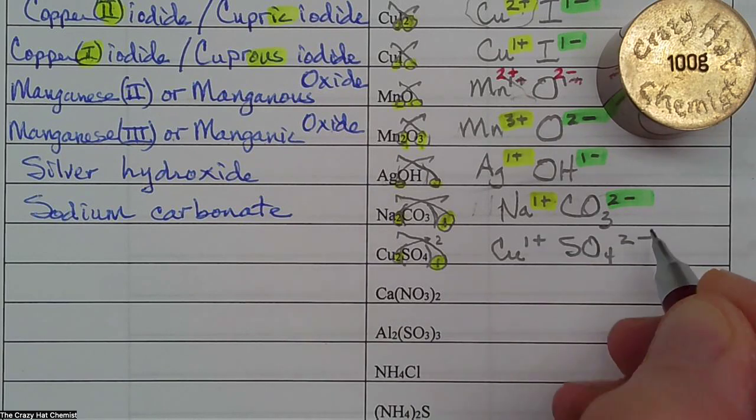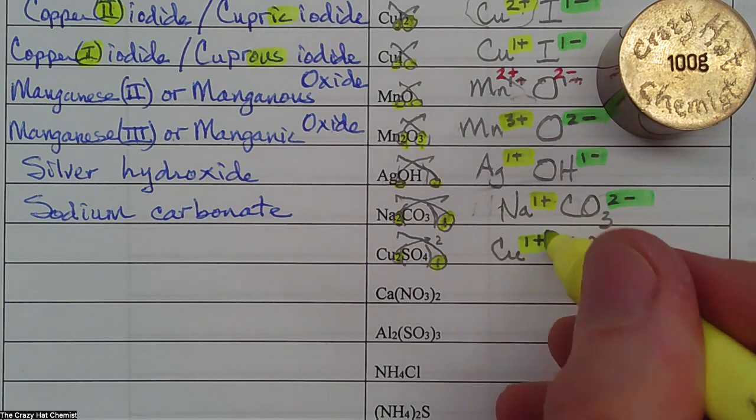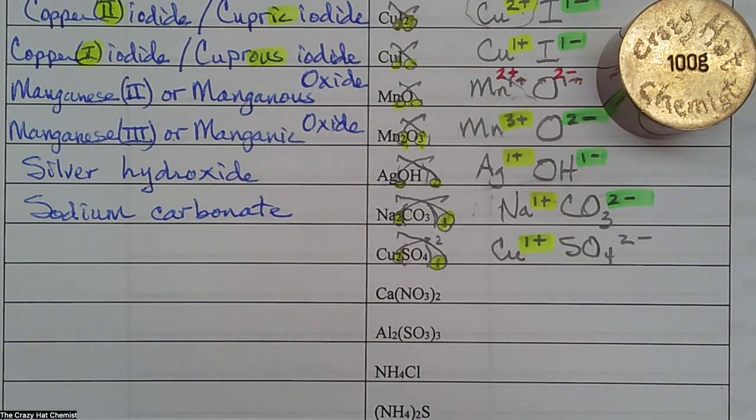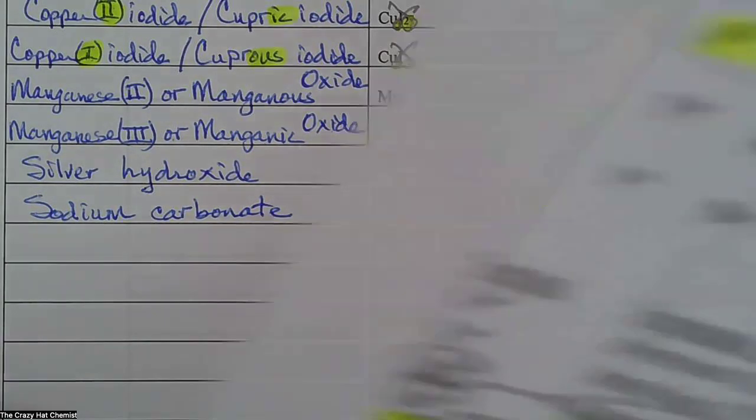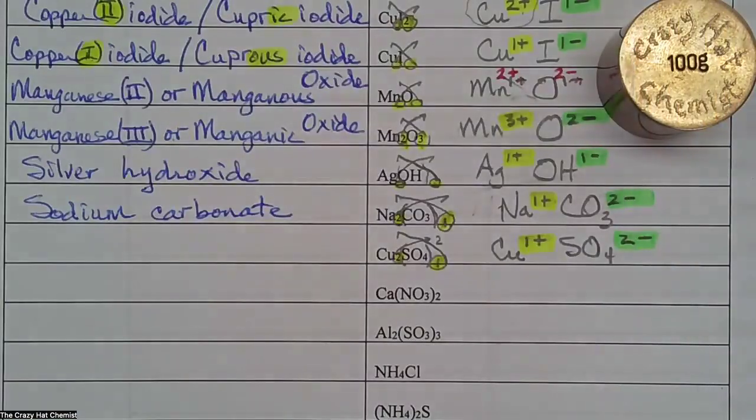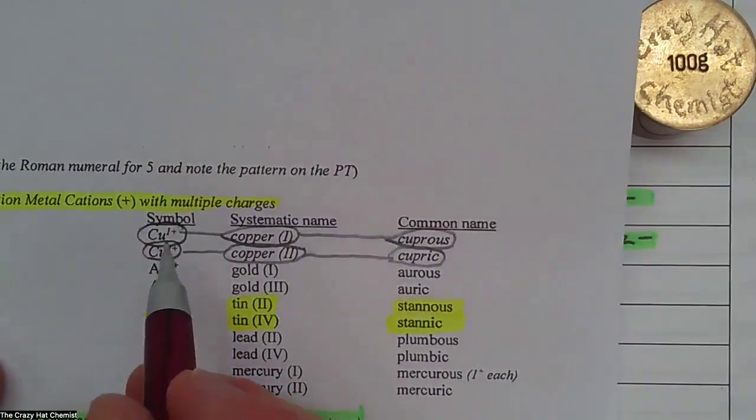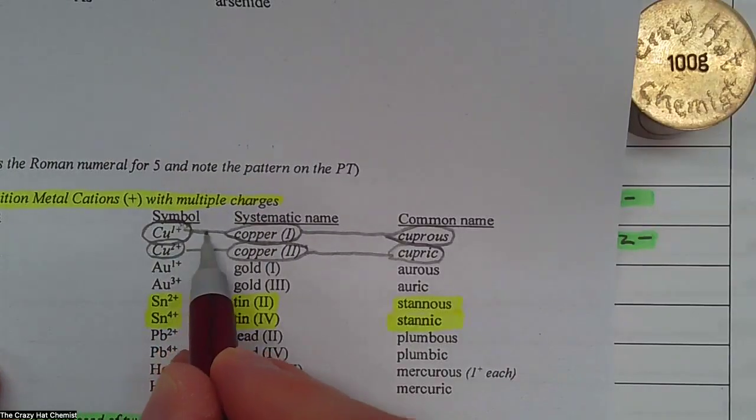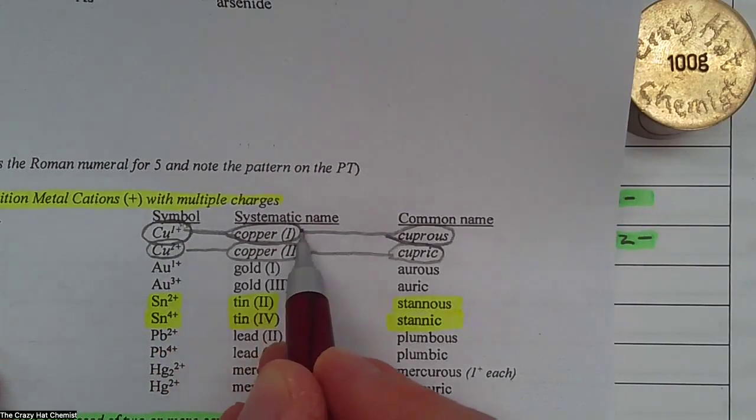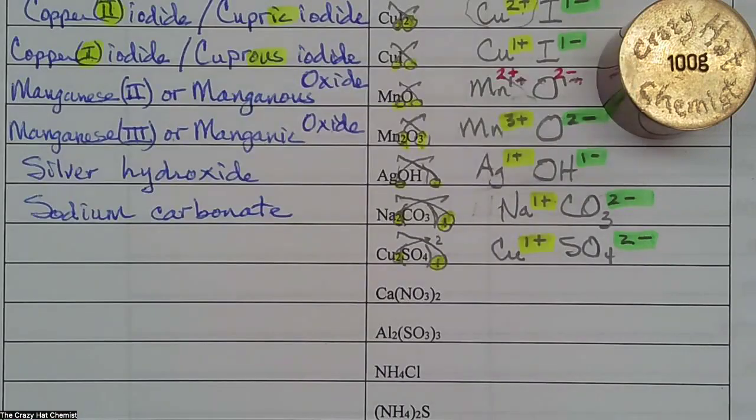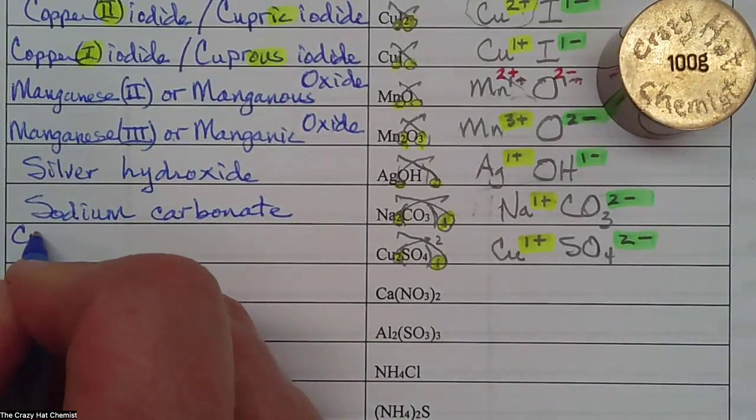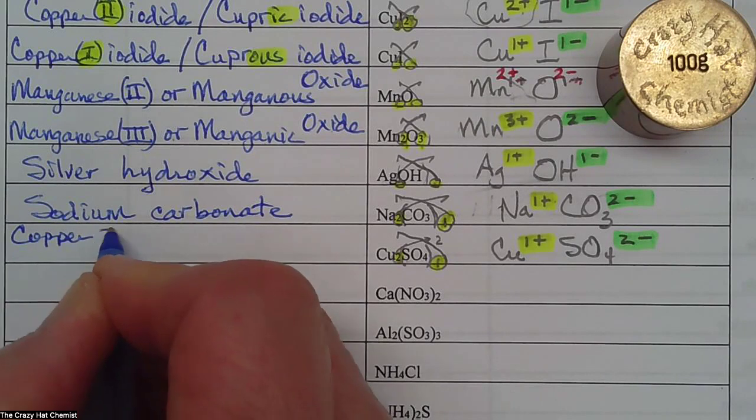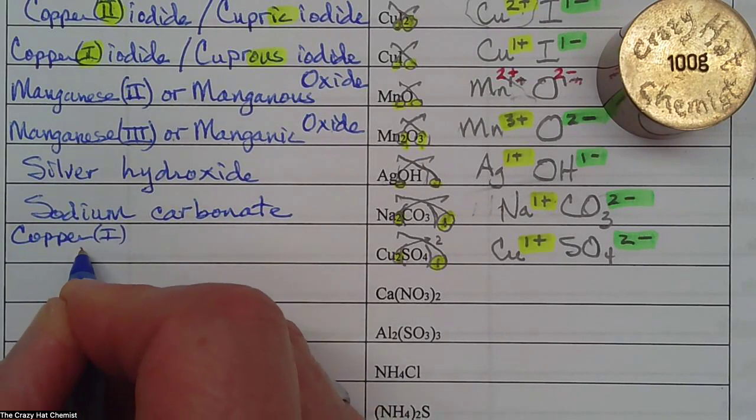Cations come first, anions come second. So there's my cation, and here is my anion. We've already worked with Cu before, and so hopefully we can work with that again. It's a Cu that's a 1 plus. So that's a Cu, that's a 1 plus. That is called copper Roman numeral 1 or cuprous. So we're going to write copper, Roman numeral 1, or cuprous.